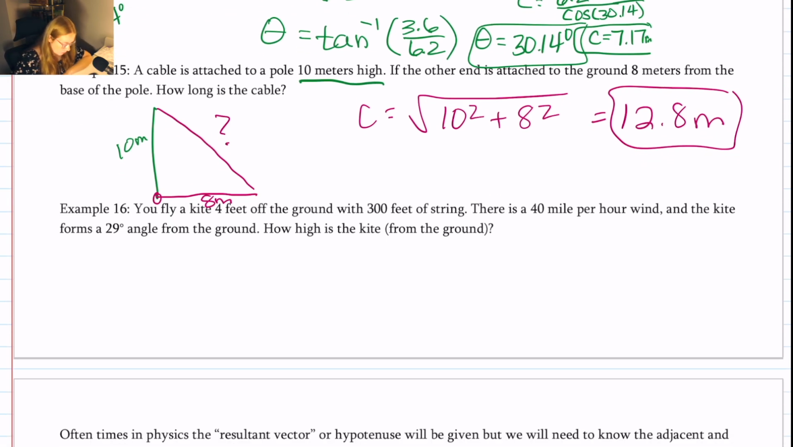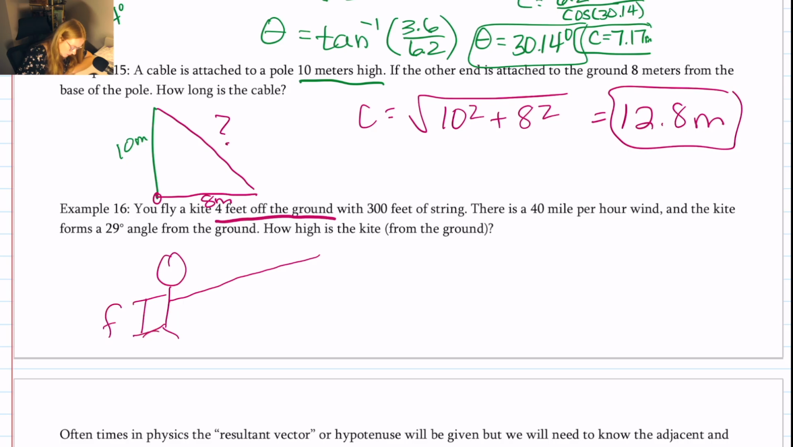All right, let's look at the next question. You fly a kite 4 feet off the ground, and that's just from your height as a human. So you have the kite in your hand, the string coming out of it. You are 4 feet from the ground. And then it says the string attached to the kite is 300 foot long. There's a 40 mile per hour wind.